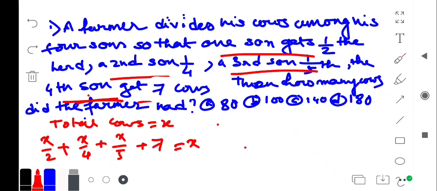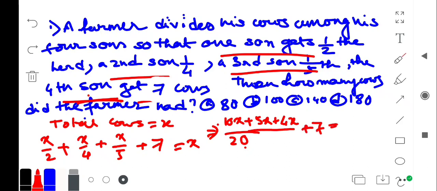Okay, from this we get 20. This is 10x plus 5x plus 4x plus 7 equal to x. Now x minus 19x by 20 is equal to 7.